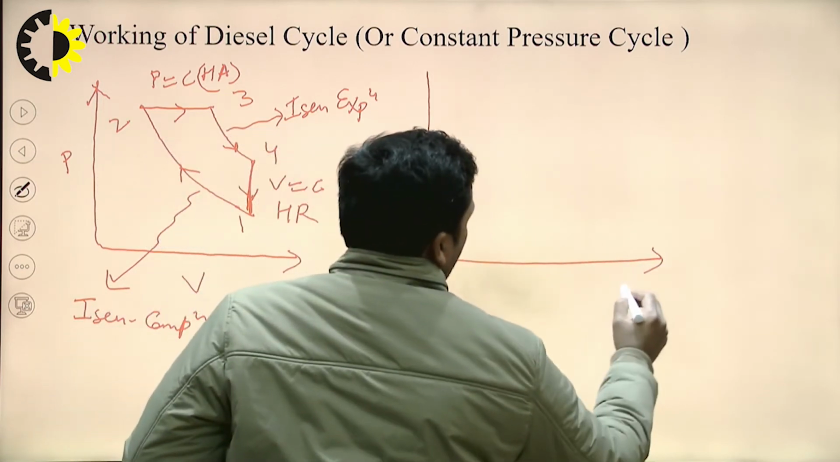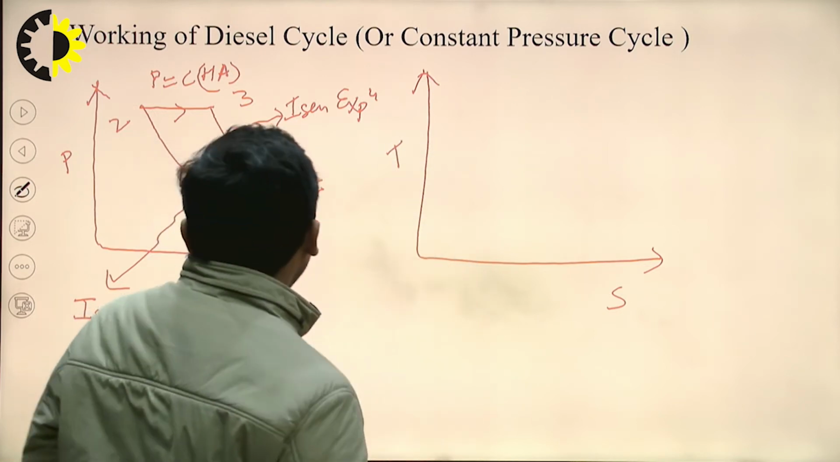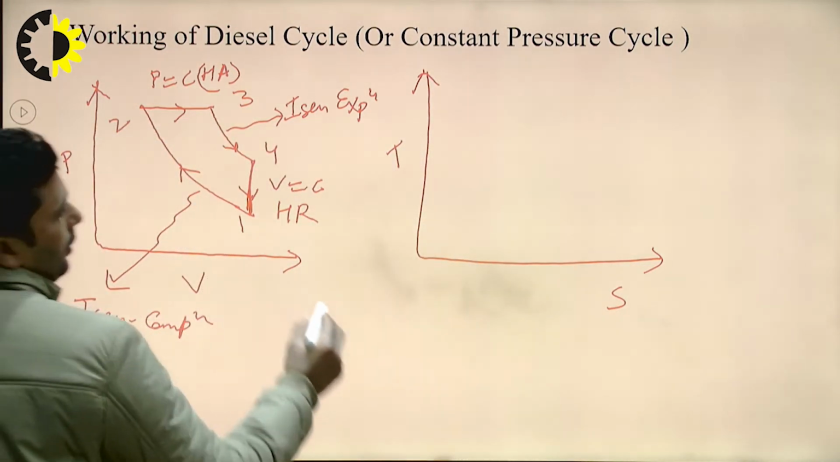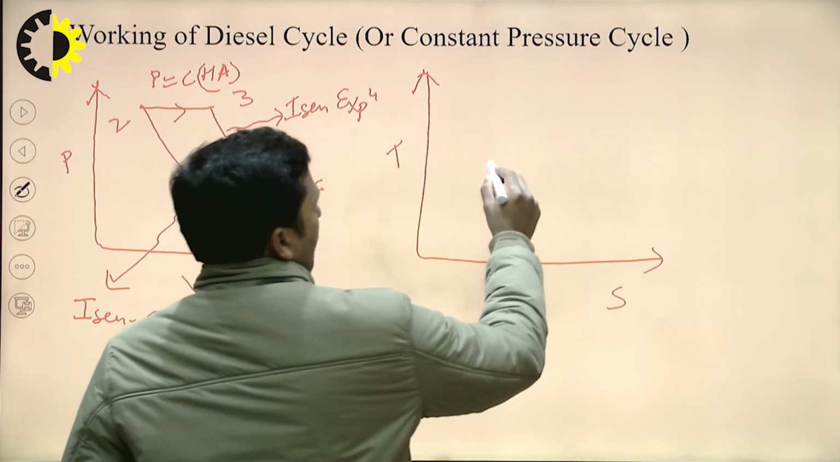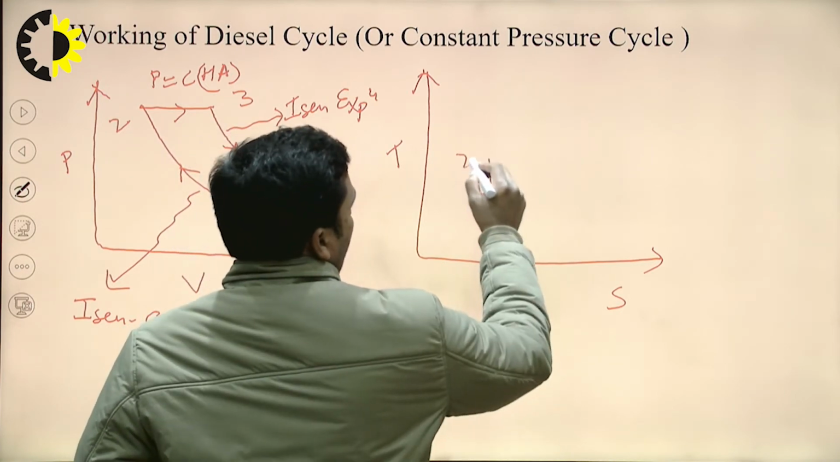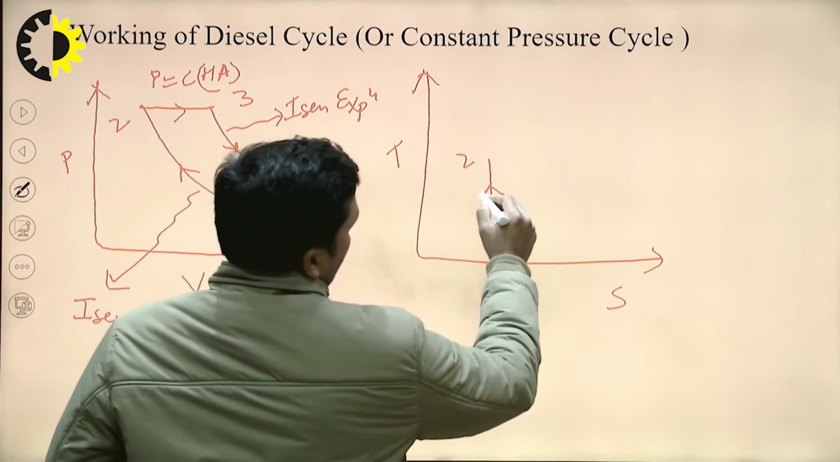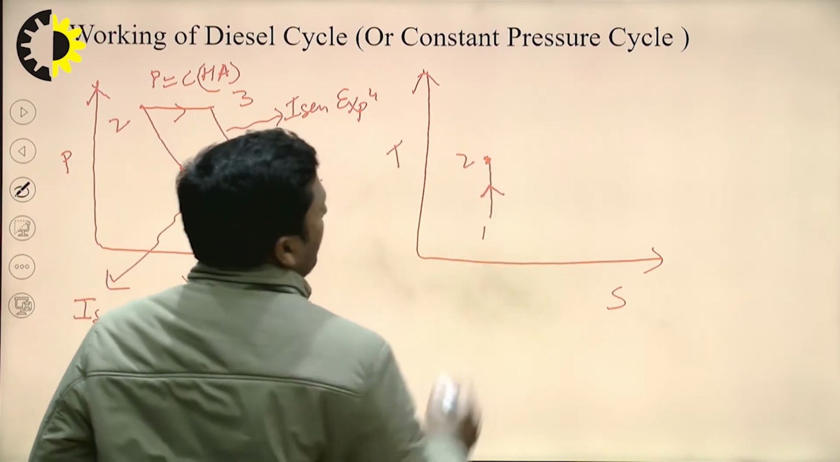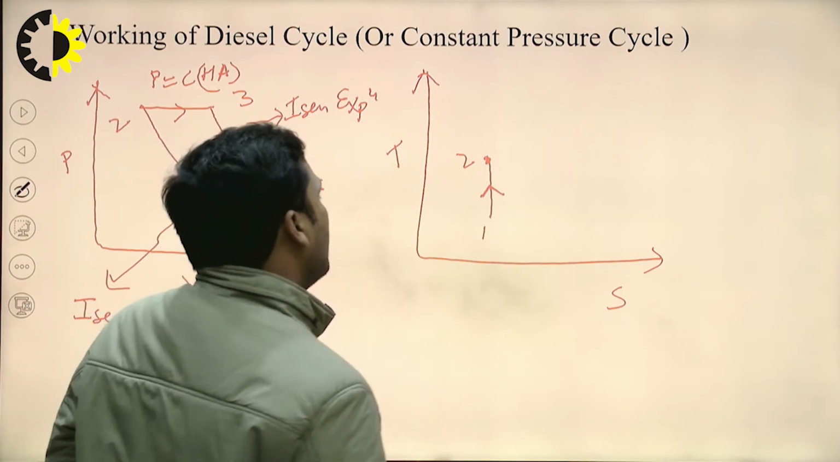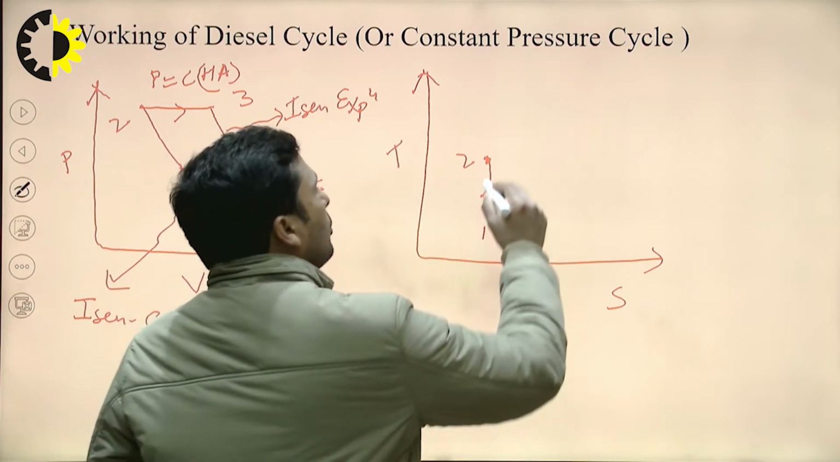So the TS diagram for the diesel cycle: process 1 to 2 is an isentropic compression process. Isentropic compression is a vertical line, so it will be a vertical line from 1 to 2, and during compression temperature will increase, so the direction of the arrow will be upward. So process 1 to 2 is isentropic compression. Process 2 to 3 is a constant pressure heat addition process.